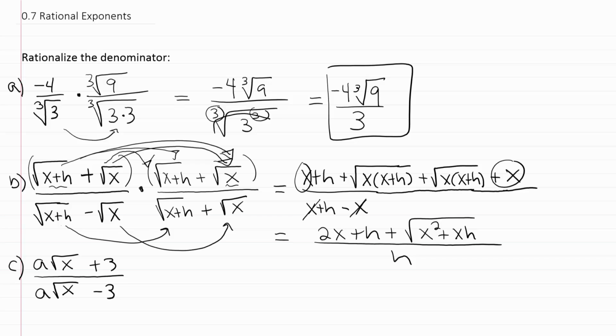And because we have 2 of these, we can just write them as 2 of them, so we don't have to go ahead and do the second one. We'll just combine it with the other. So we'll have 2 times the square root of x squared plus x times h. Okay, and that's it.